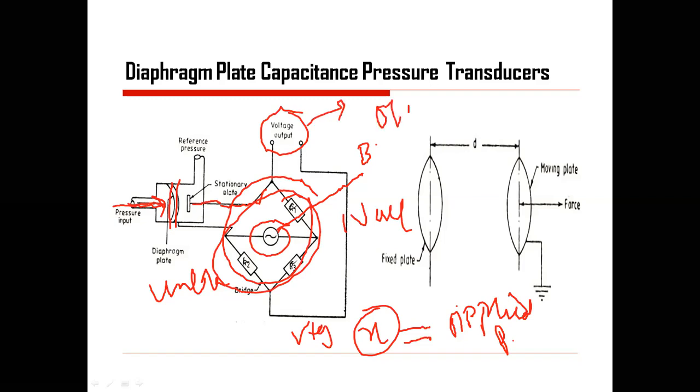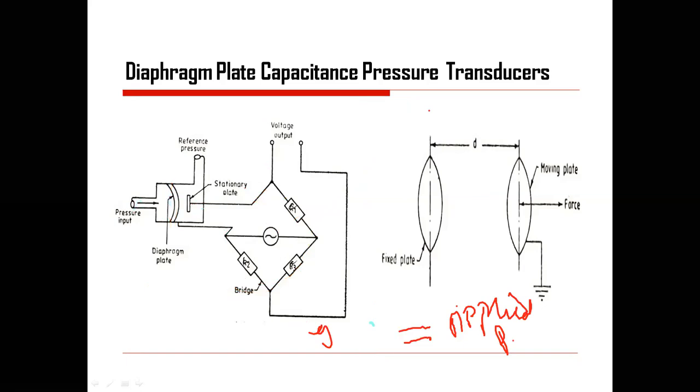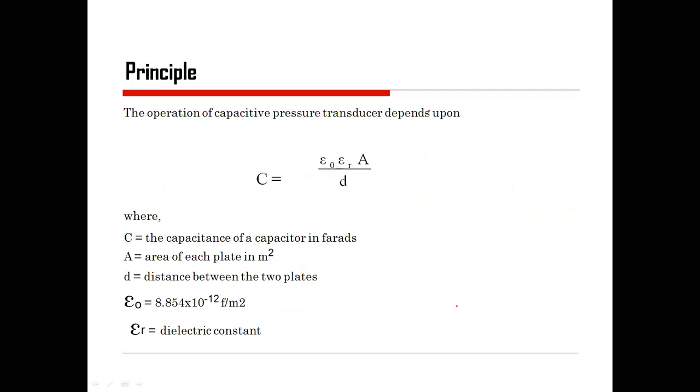This output voltage is calibrated in terms of the input pressure that has been applied, because that is the function of applied pressure, which leads to the displacement of the diaphragm. So this is the constructional detail of the diaphragm type capacitive pressure sensor, and its thorough introduction has been provided here.